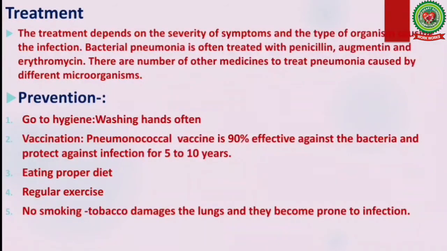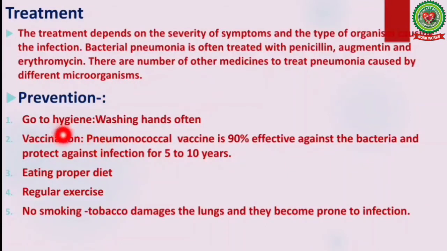Now, treatment of pneumonia. The treatment depends on the severity of symptoms and the type of organism causing the infection. Bacterial pneumonia is often treated with penicillin, augmentin, and erythromycin. There are a number of other medicines to treat pneumonia caused by different microorganisms, including viruses and fungi.